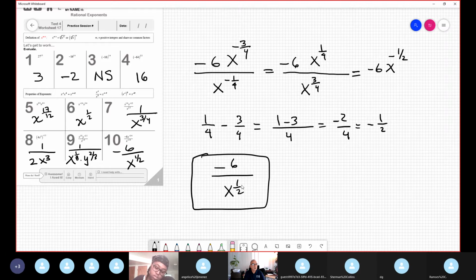Okay, this was a problem to practice a little bit the properties of the exponent. Remember, multiplication is addition. Division is subtraction. Power of a power is multiplication. And a negative exponent, you convert to a positive exponent and put it in the bottom or the top, depending on the opposite side.